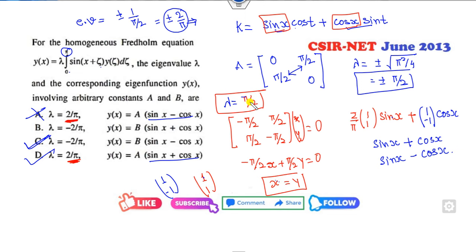So whenever it's positive, the eigenvalues are 1 and 1, positive and positive. Both are positive, but here it's negative. So this option is cancelled. Other eigenfunctions are 1 and minus 1. Fine. So that means they are opposite signs. So they are correct and this is wrong. So C, D are my right answers.